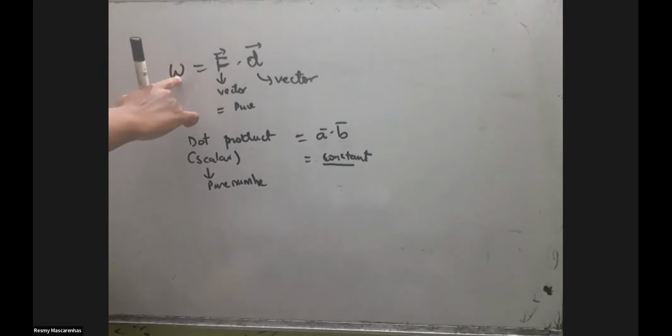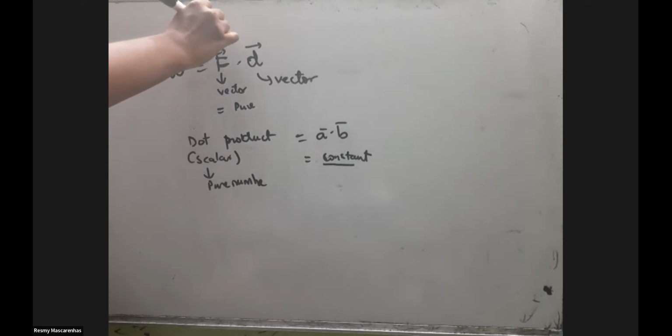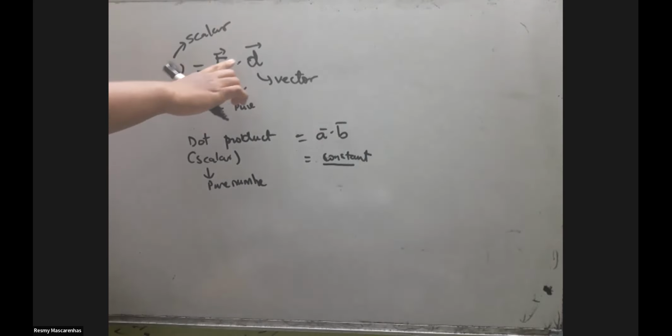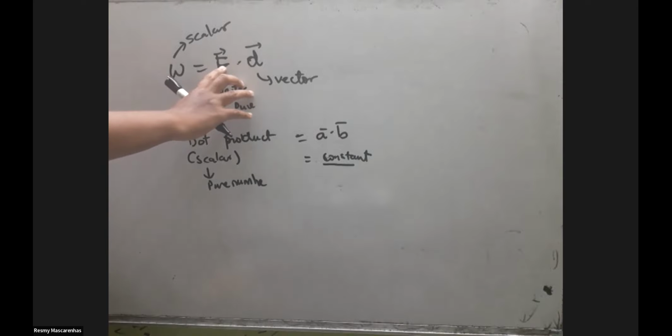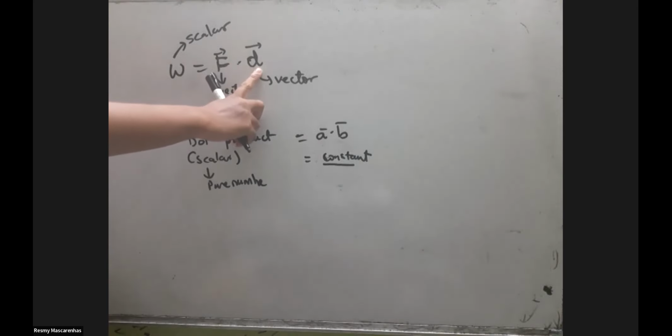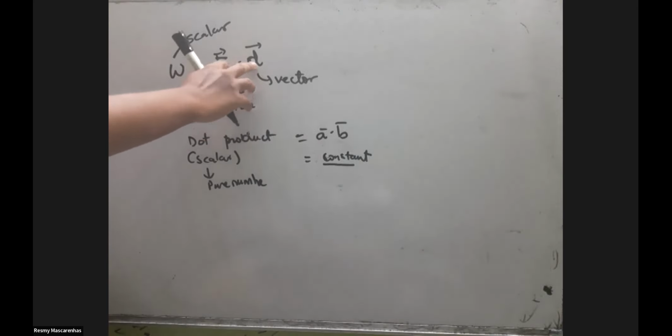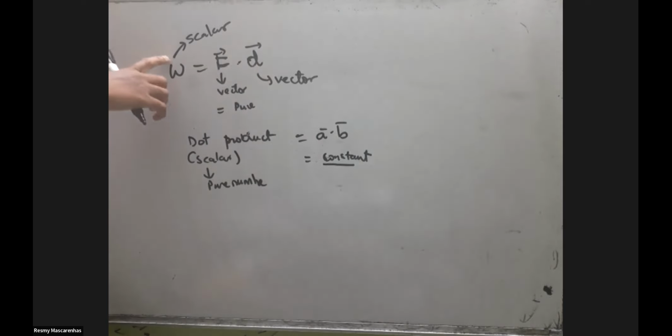So work is always a scalar quantity. Although it is a product of two vectors, for force you need direction and for displacement also you need direction, but once you multiply, you get a pure number. So that's why work becomes scalar. I explained the same part under work also, when we did the chapter work, energy, power. So this is a scalar.